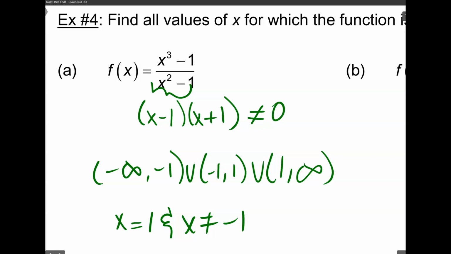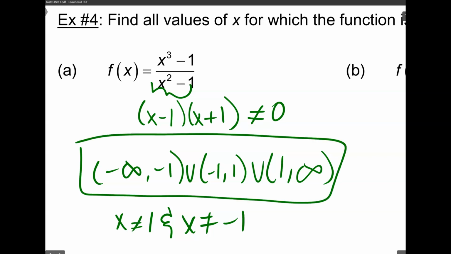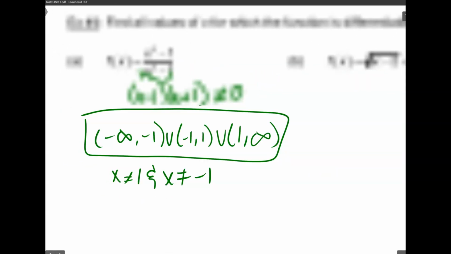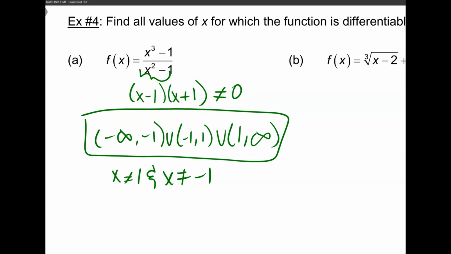So what were your answers? Okay. When I'm trying to find where it's differentiable, we just cut out the places where it's not differentiable. So we cut out all the places where we have a corner, a cusp, a vertical tangent, or any of the discontinuities: vertical discontinuity, jump discontinuity, a hole, or an infinite discontinuity. Those are the points where you cannot be differentiable.